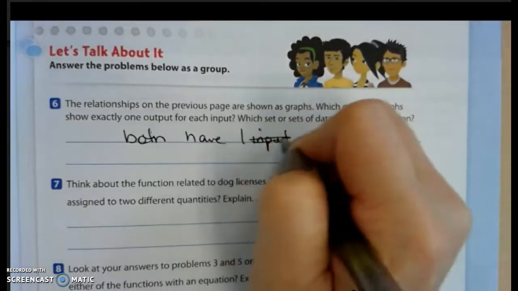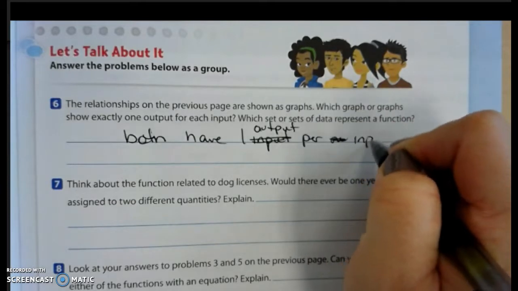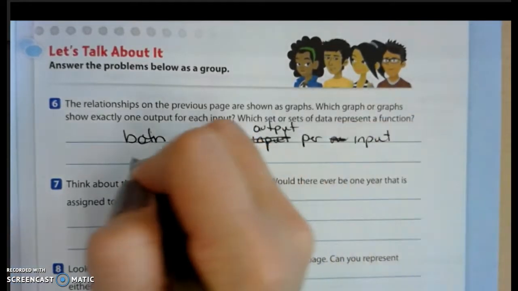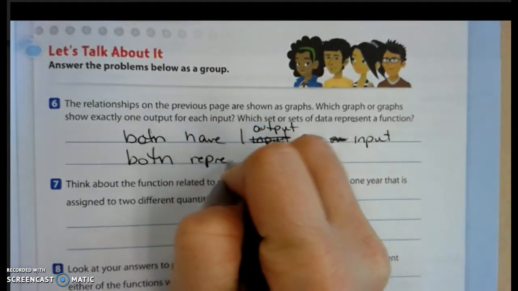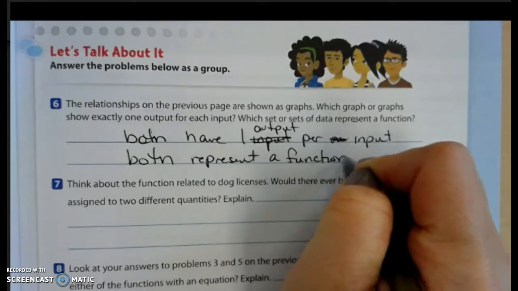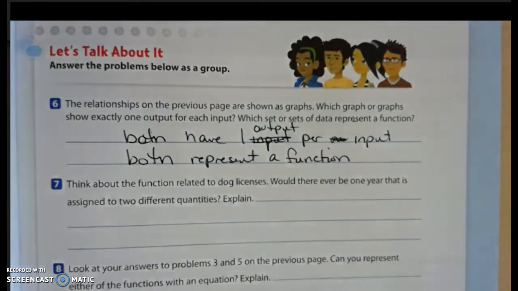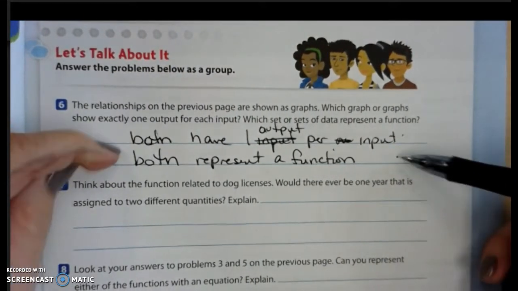Or actually, that should say output per input. Per input. And both represent a function. In order to be a function, you have to have one output per input. If it fits this requirement, that makes it a function.